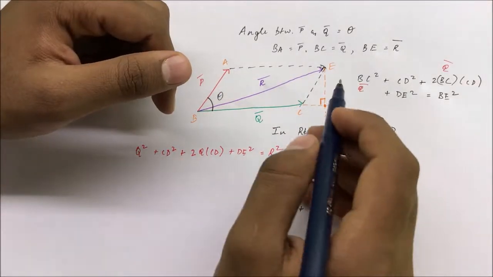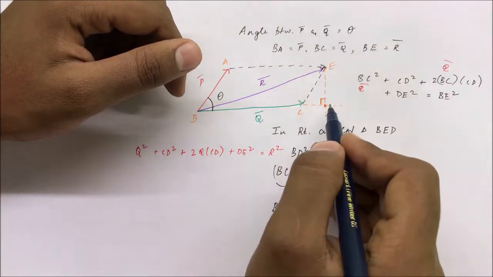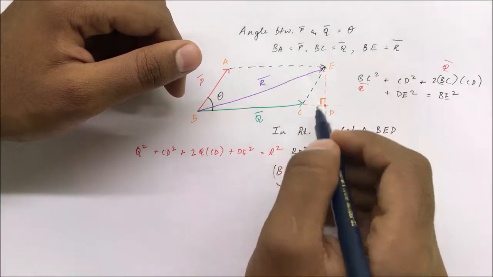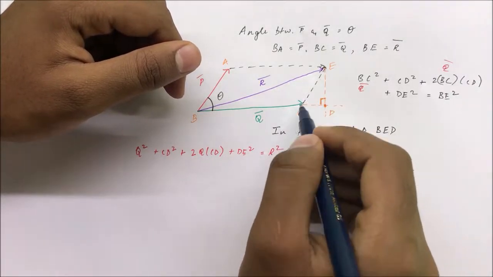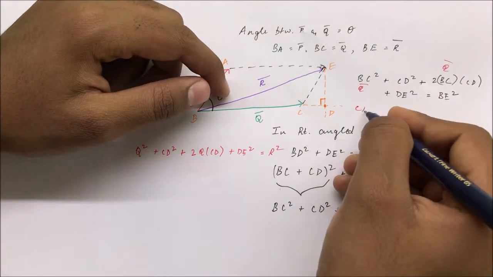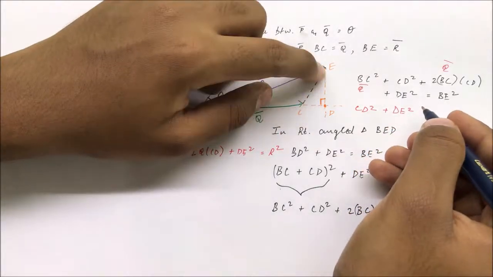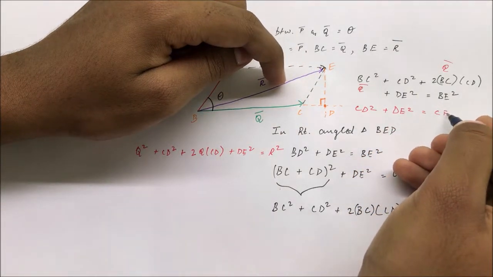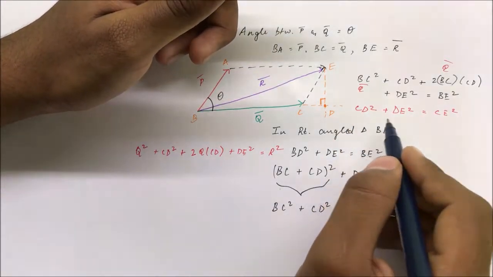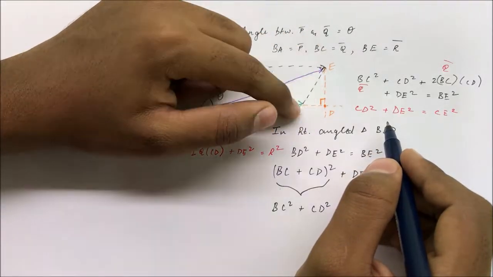What we're going to do now is in this triangle, in triangle CED, if you observe carefully, we can again apply Pythagoras theorem over here, correct? If we apply Pythagoras theorem, we would end up with CD square, which is this, plus DE square, which is this, is equal to CE square, correct? Again, the sum of squares of two adjacent sides of a triangle is equal to the hypotenuse squared. So CD square plus DE square is equal to CE square.